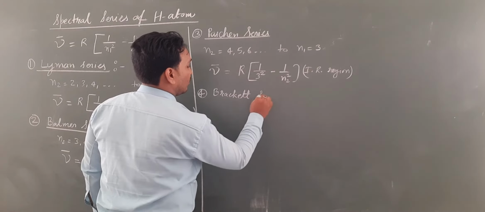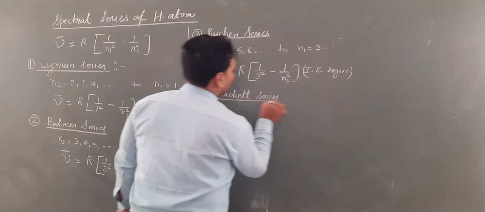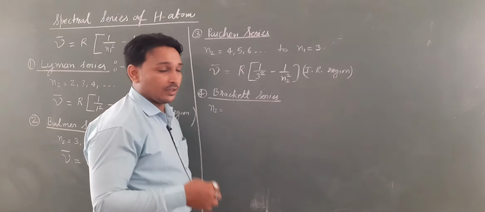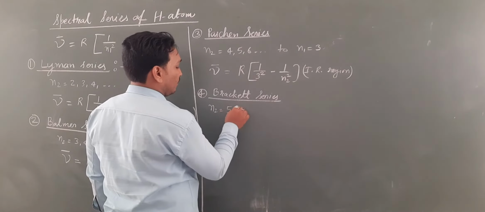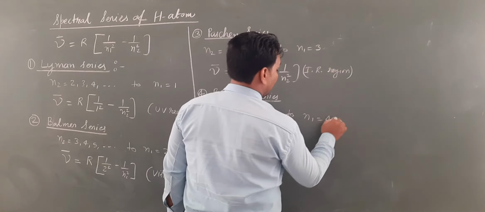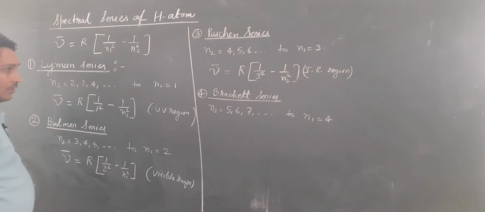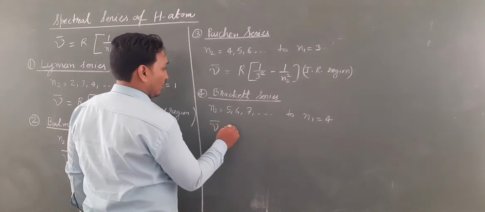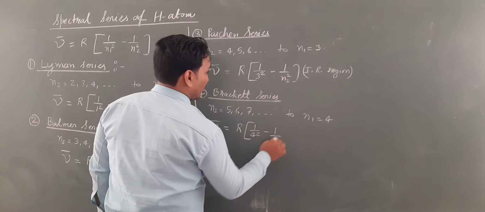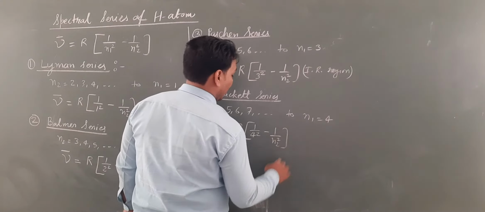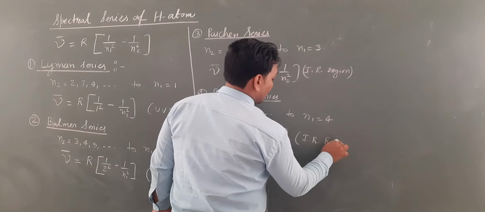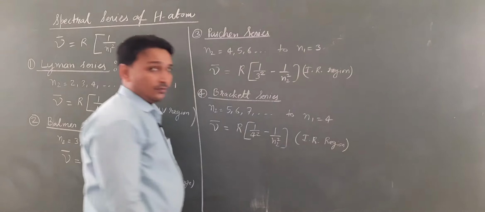Brackett series. In this, N2 means the orbit from which the transition is taking place. N2 is 5, 6, 7, and so on, to N1 is equal to 4. In this case, the wave number is given by nu bar is equal to Rydberg constant times 1 upon 4 squared minus 1 upon N2 squared, since the N1 value is fixed and the N2 value is varying. And this also belongs to the infrared region. Is it clear? Okay.